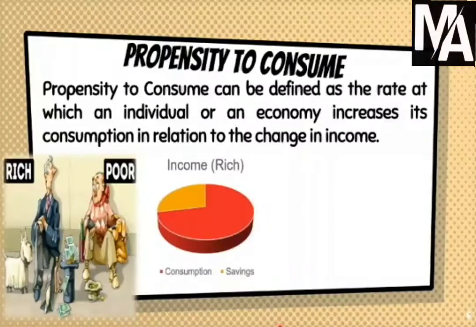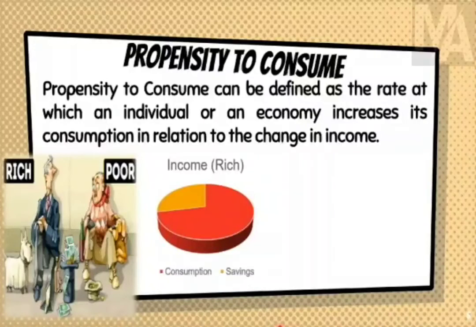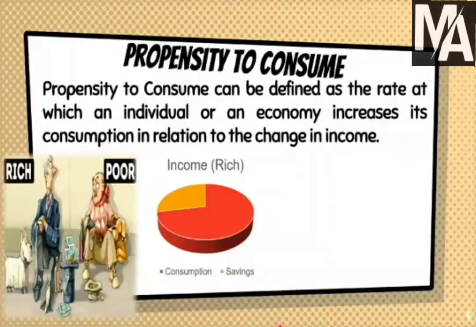Now, if you see, a rich person has a lot of income. Imagine a rich person is earning 1 lakh rupees per month. It is not necessary that the rich person will consume the entire income of 1 lakh. Imagine he has consumed only 60,000 rupees and has saved 40,000 rupees. This is called propensity to consume, the rate at which the person is consuming when the income is changed.